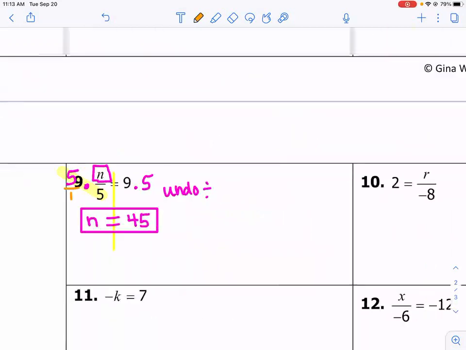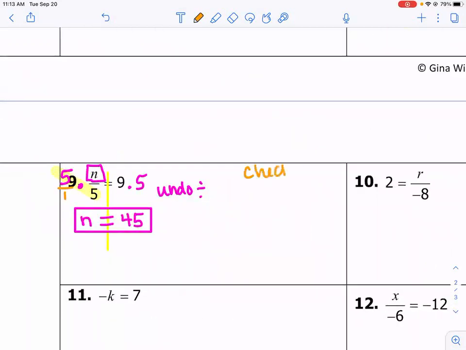All right, so let's check our answer. We have n over 5 equals 9. That was our original equation. And we solved for n to be 45. Is 45 divided by 5 equal to 9? Yes? Okay, good.